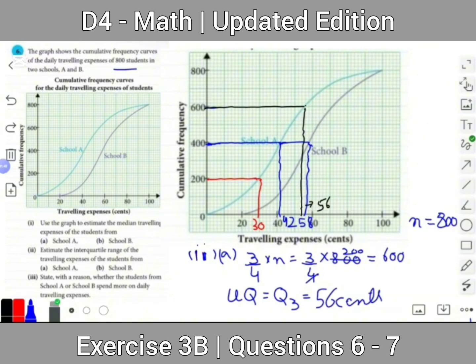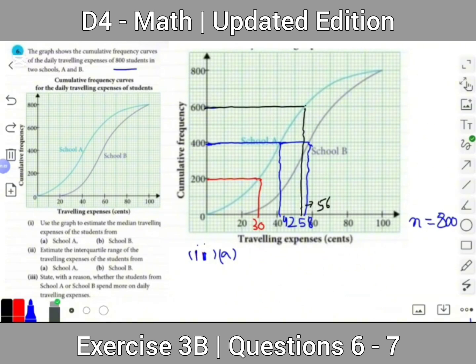Now since we have found the estimates of both the upper quartile and the lower quartile, we can find the estimate of the interquartile range by using the formula Q3 minus Q1. So 56 minus 30 will give us the value 26 cents. So the interquartile range of the traveling expense of the students from school A is equal to 26 cents.